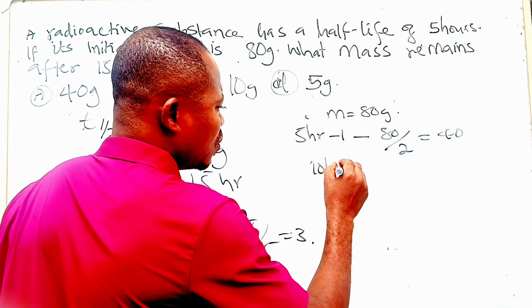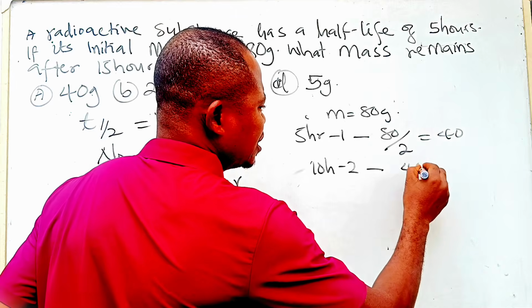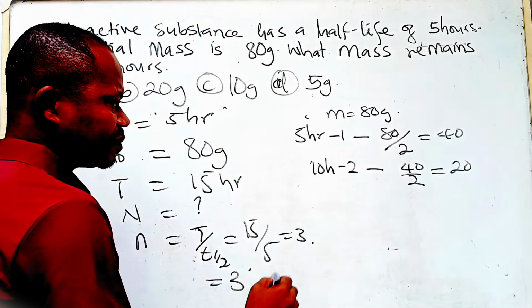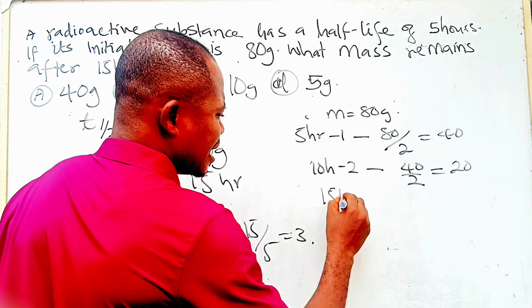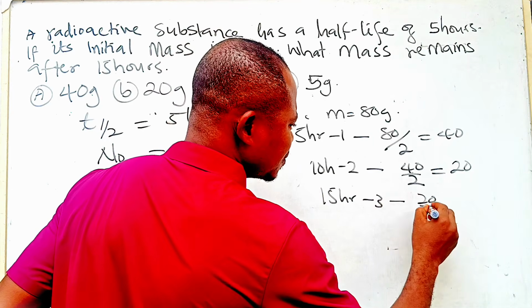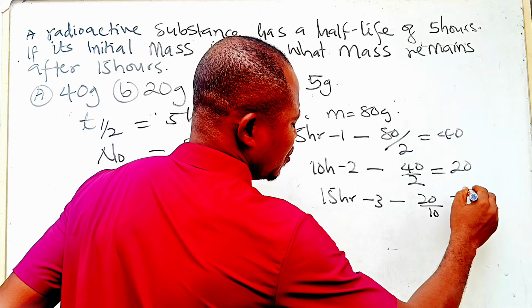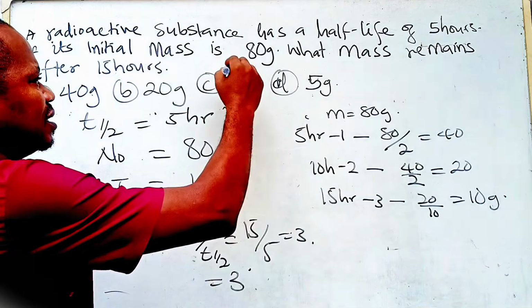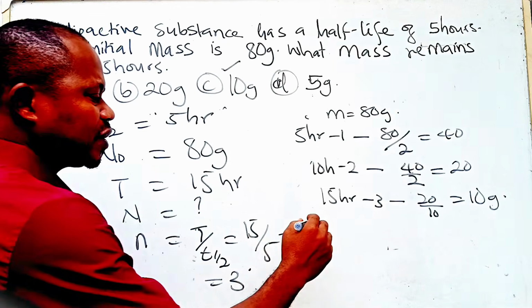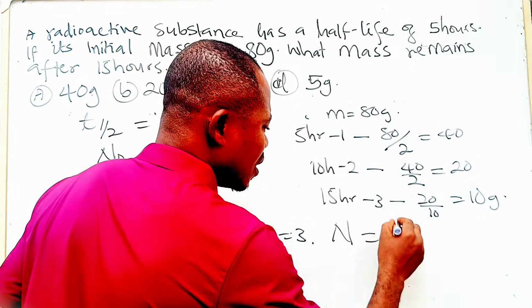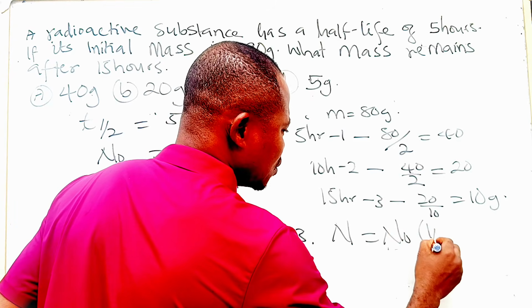After the 10th hour, which is the second half-life, 40 will decompose by half, and we're going to have 20 grams left. And after 15 hours, which is the third half-life, 20 will decompose by half, and that will give us 10 grams. Therefore, the correct answer is 10 grams.